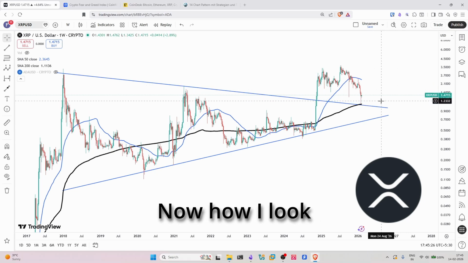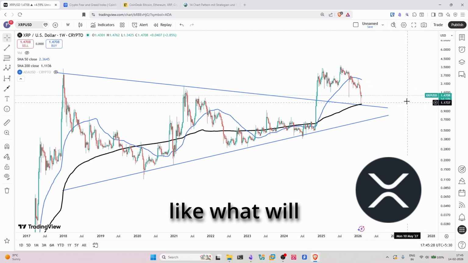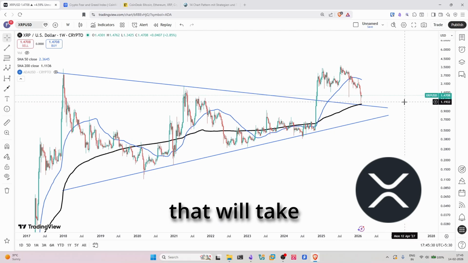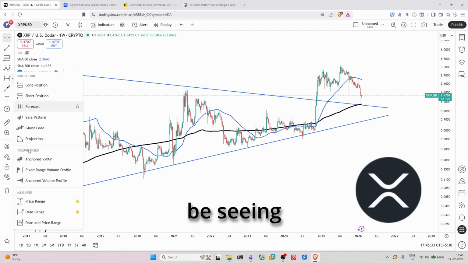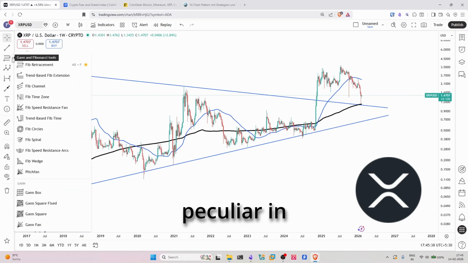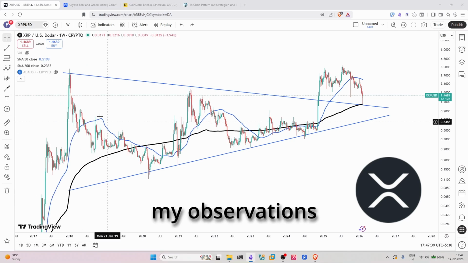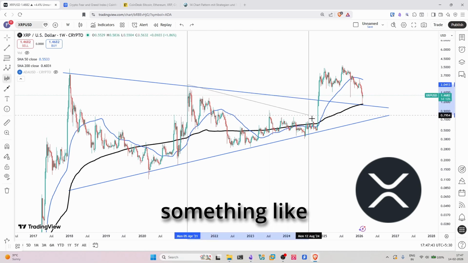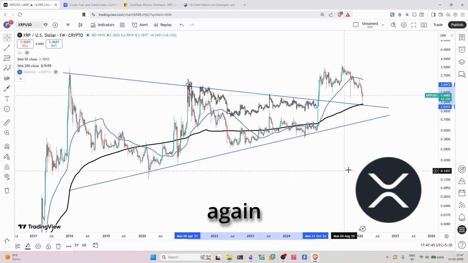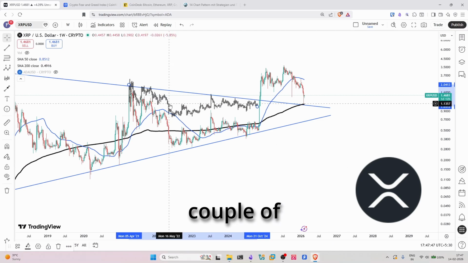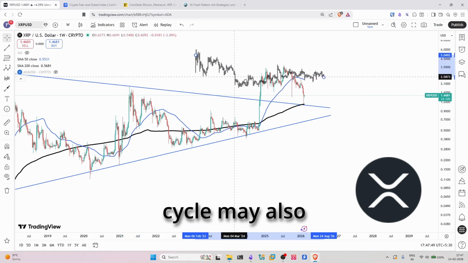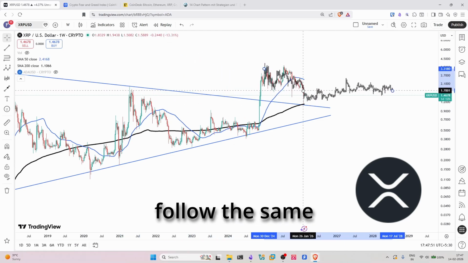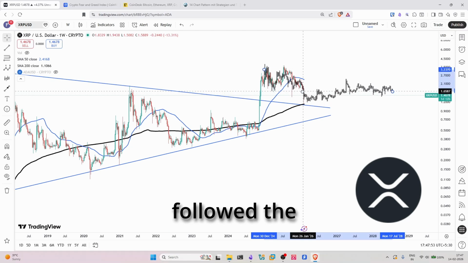Now, how I look into the future, like what will be the price grinding that will take place? I think we will be seeing something very peculiar in this sense. Based on my observations, I feel that we'll be seeing something like this happen again in the next couple of years. So XRP this cycle may also follow the same pattern which it followed the past cycle.